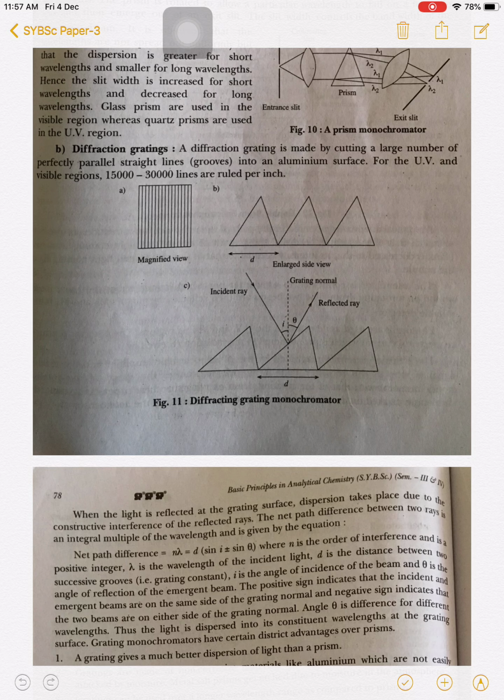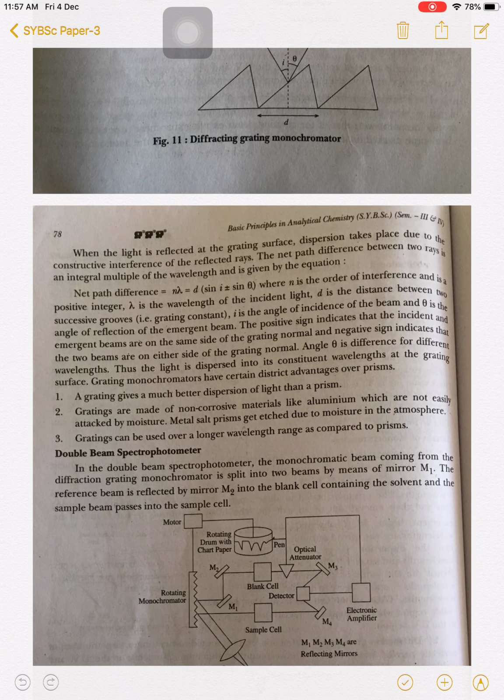and for the UV and visible regions there are 15,000 to 30,000 lines per inch. Now you can imagine the small lines, 15,000 to 30,000 per inch. So when the light is reflected at the grating surface, dispersion takes place, and it is because of the constructive interference of the reflected rays. Whatever light is reflected creates constructive interference, and the net path difference between the two rays is an integral multiple of the wavelength and is given by this equation.